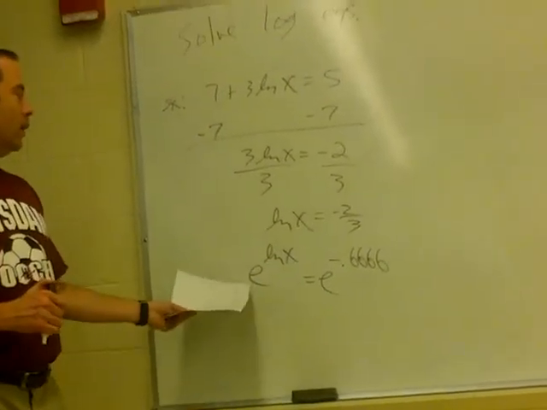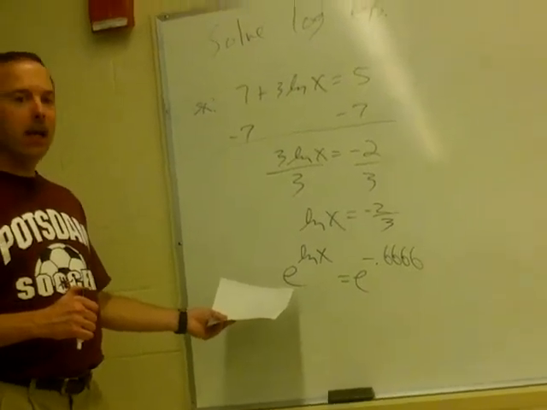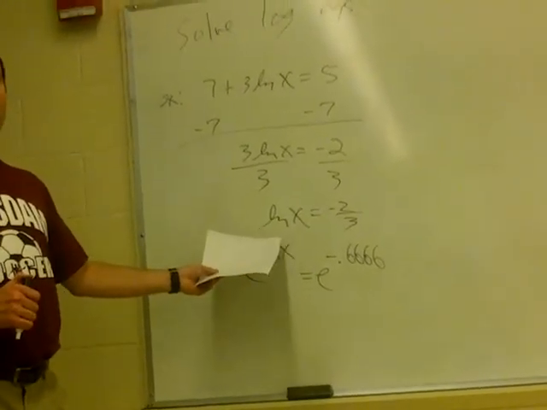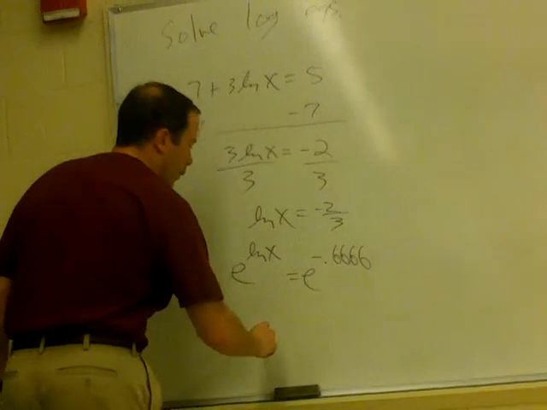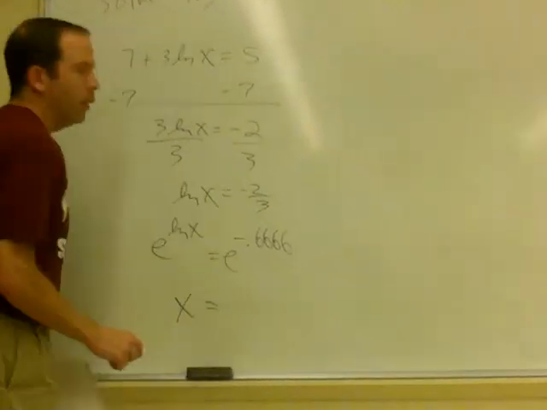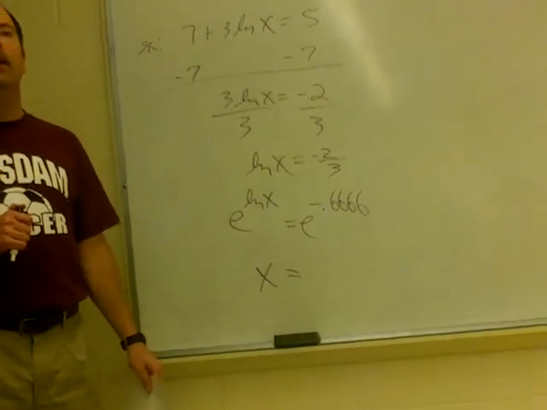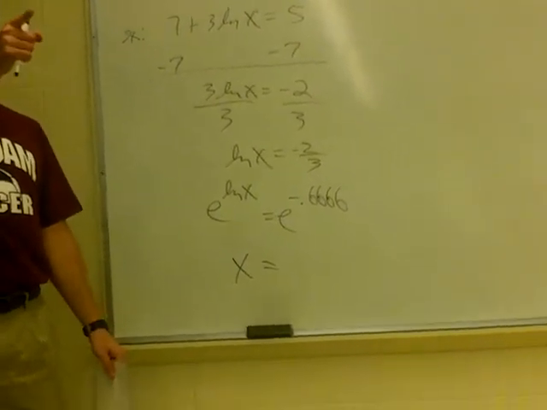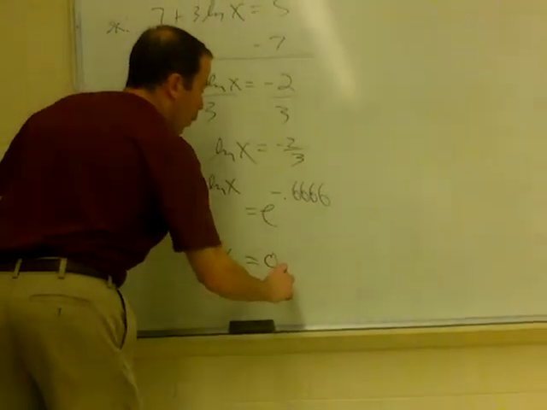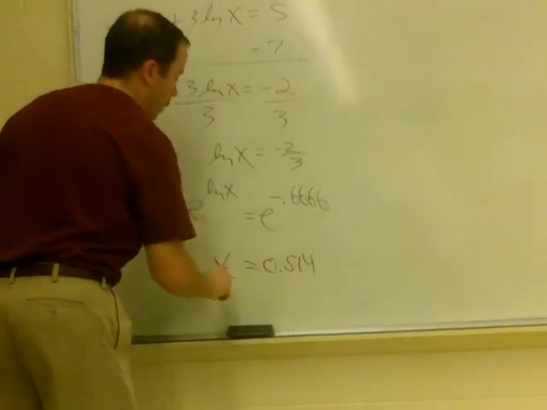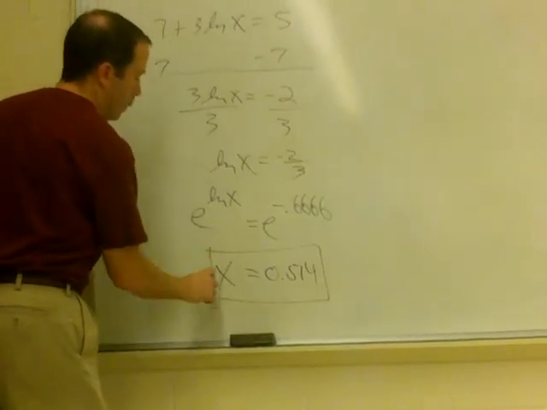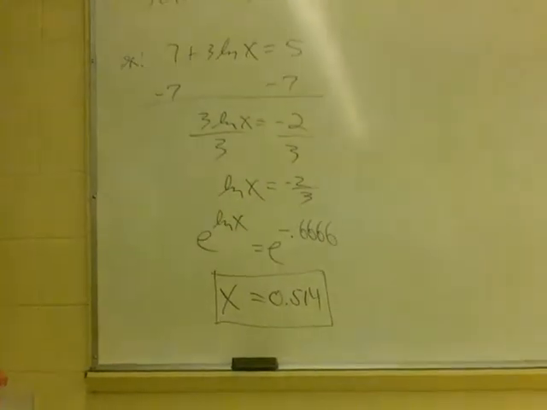So e and ln cancel. We get x equals e to the -0.6 repeating. It's a smaller number than 2.71. How much? 0.513, 0.514. Very nice.